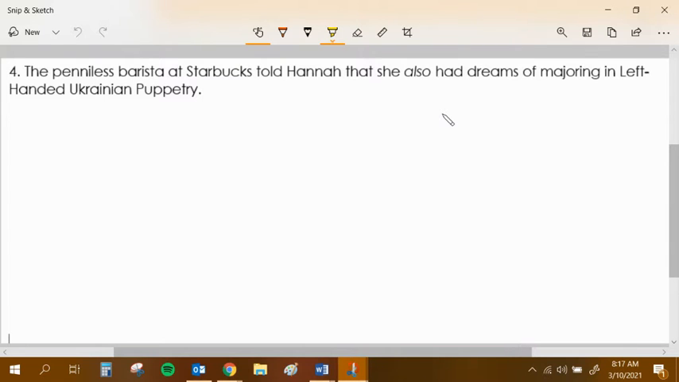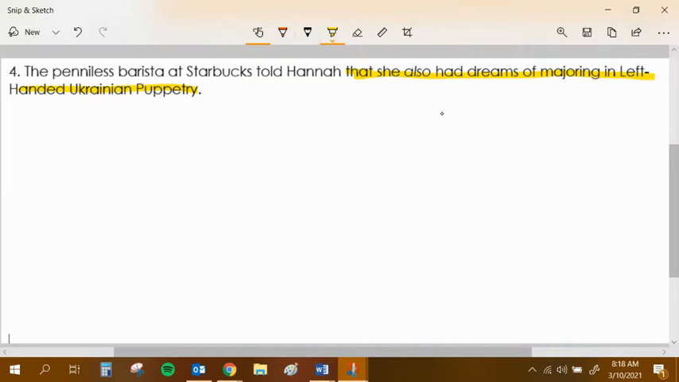Okay, well, first off, I want to find my noun clause. I'm looking for my trigger word, which is going to be the word that. When you're reading these sentences, maybe you skim through and see if you can find the word that, or one of your interrogatives. Here's the word that, and I'm going to see where this thing ends. So that she also had dreams of majoring in left-handed Ukrainian puppetry. There's our whole noun clause.